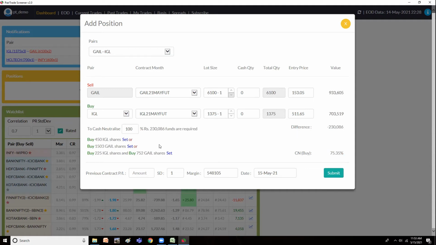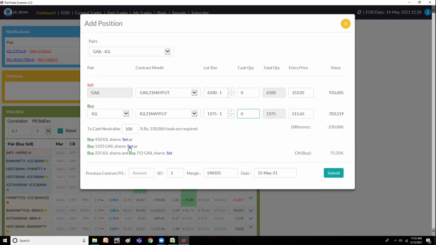It says that you further require 2.3 lakhs to do it 100%. So I can either buy IGL shares or I can buy the GAIL shares. If I buy the IGL shares, I just click on the set button, so that 450 is filled here. Now the investment on both sides becomes the same. So it is 100%.